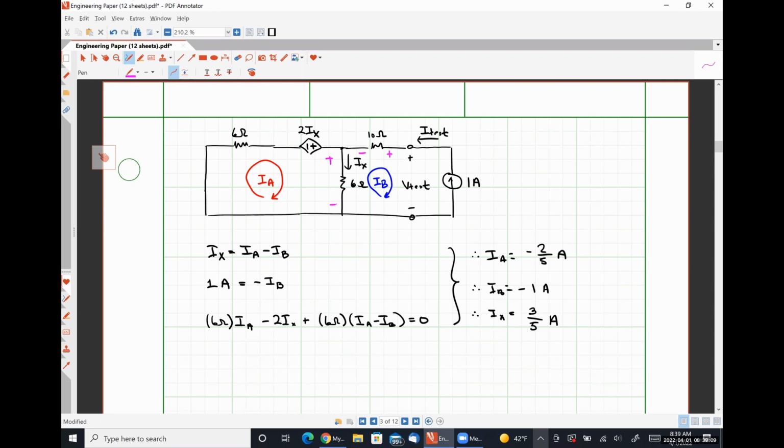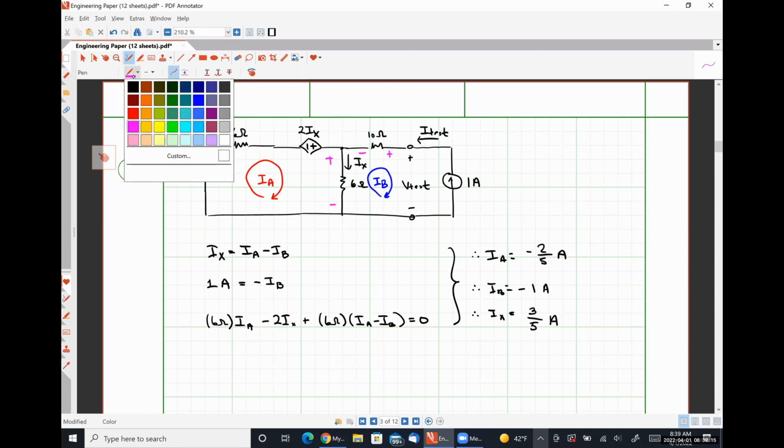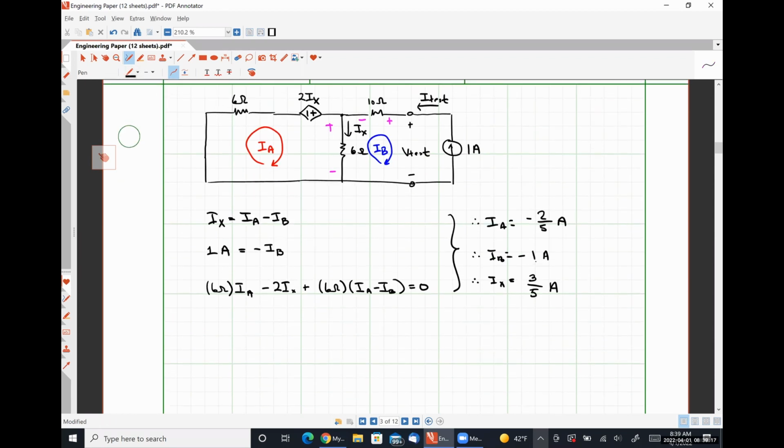Exactly right. A positive V test on the other side. Exactly right. Okay, so you all seem to be catching what I'm throwing here. So how do I express the voltage drop over the 10 ohm resistor with the positive polarity on the right?